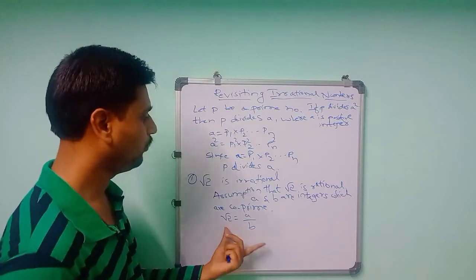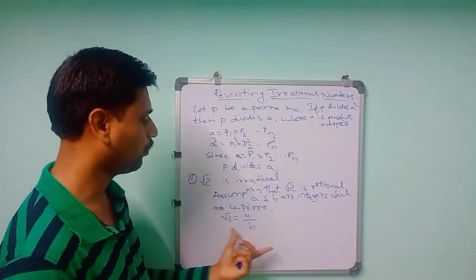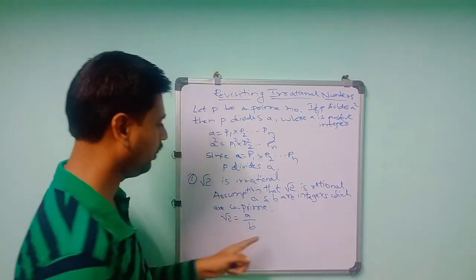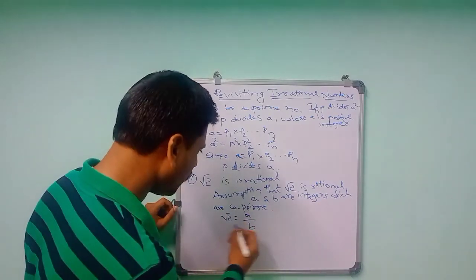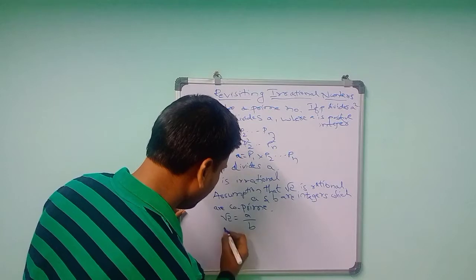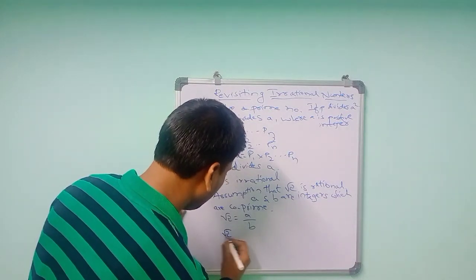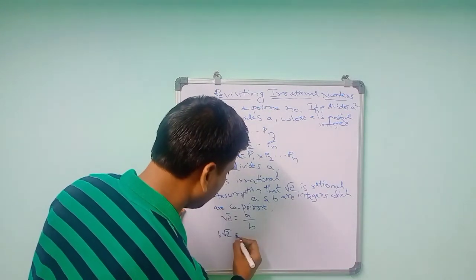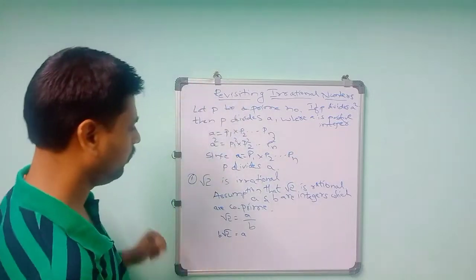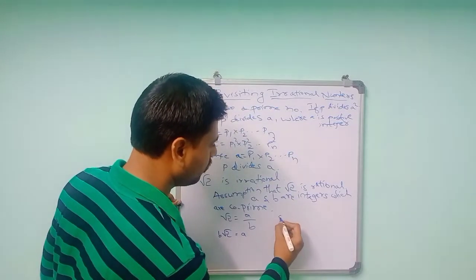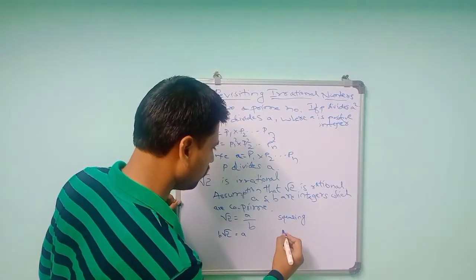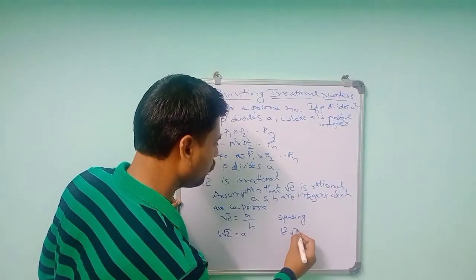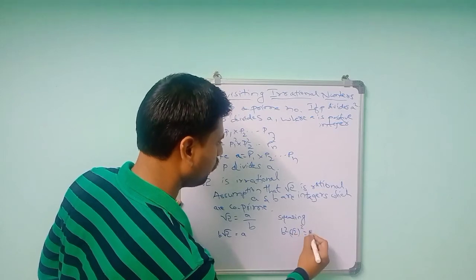So for that, which one do you have to prove? You have to write root 2 is equal to a by b, because a and b are integers which are co-prime. Then b root 2 is equal to a. So if you square on both sides, you will get b square times root 2 whole square is equal to a square.